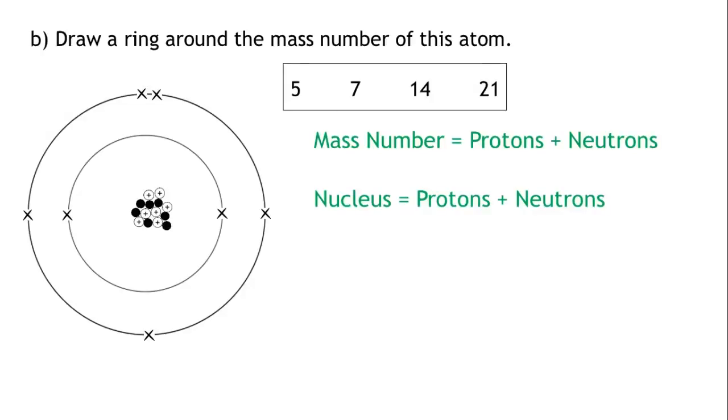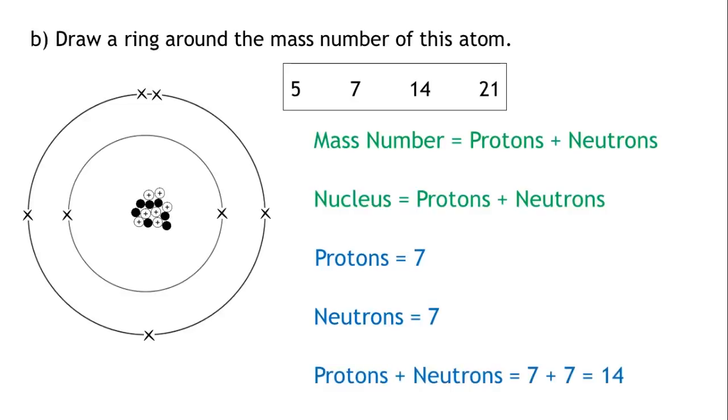So if we count up the number of particles in the centre of the atom, we find there are 7 protons and 7 neutrons. 7 plus 7, 14. Therefore, the mass number of this atom is 14.